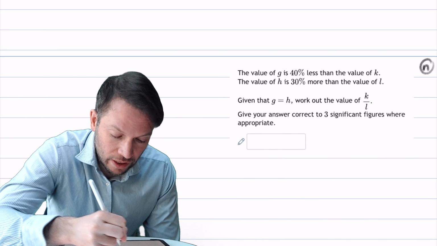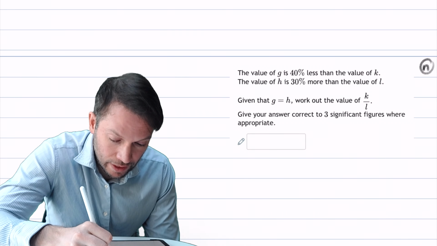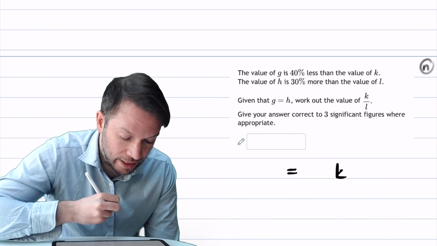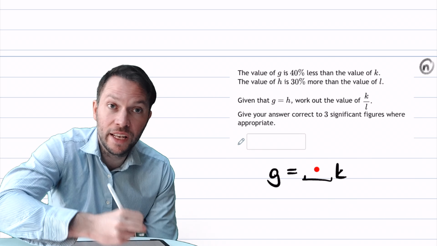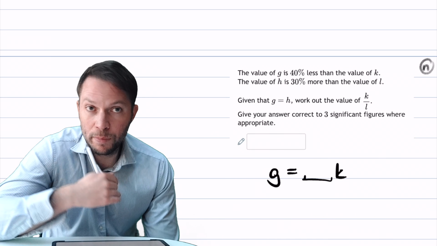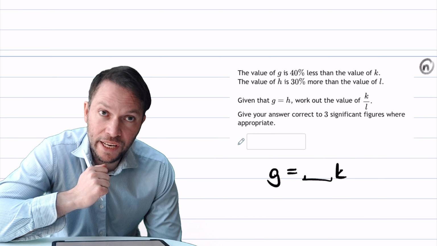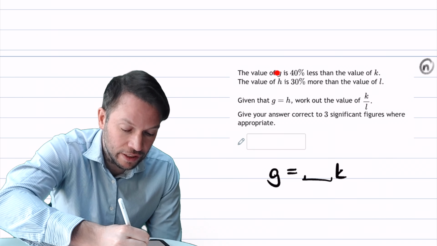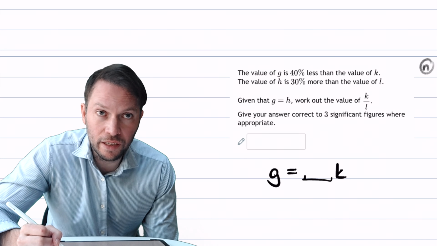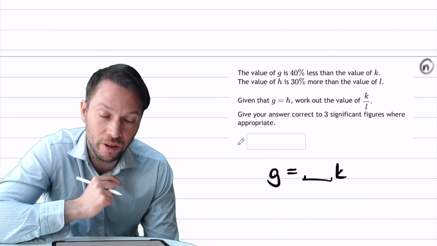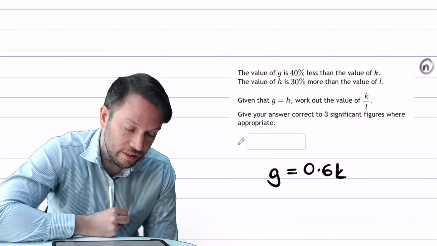Now we're told the value of G is 40% less than the value of K. Now, what times K is going to be equal to G? If you're 40% less than something, if you start at 100% and you reduce it by 40%, you're going to have 60% of that value. So another way of saying this is that G is 60% of the value of K. Now, how do you find 60% of something? You times it by its decimal equivalent, which is 0.6. So therefore, G is equal to 0.6K.